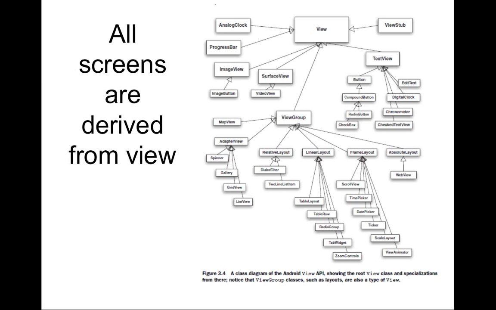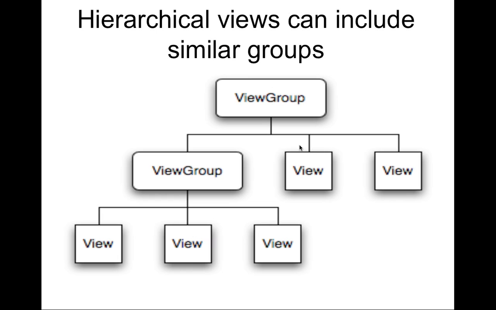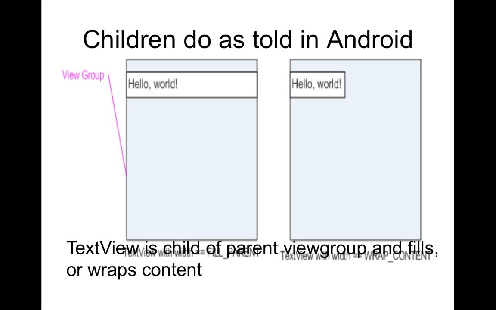Specializing, you can notice here the View group classes, layouts, and everything else that's basically hierarchical from View. So the hierarchical views can include similar groups as well. You can actually create your own View groups if you wanted to. Most people are just going to use what's on there. If you're doing just regular old application development, you're going to use the features that are there. You're going to end up in situations where you're going to extend the API and use your own implementations when you can't use what's there for some strange reason. Children do as told in Android.